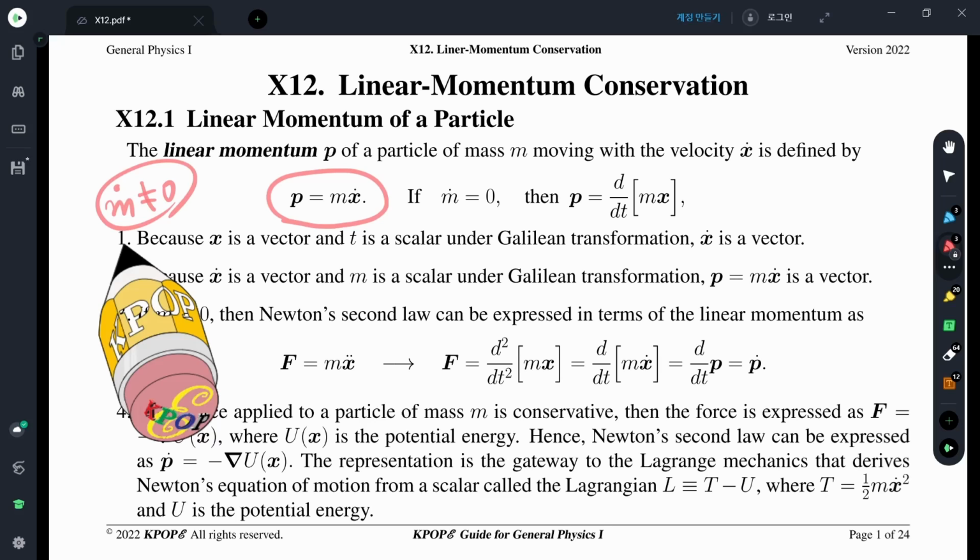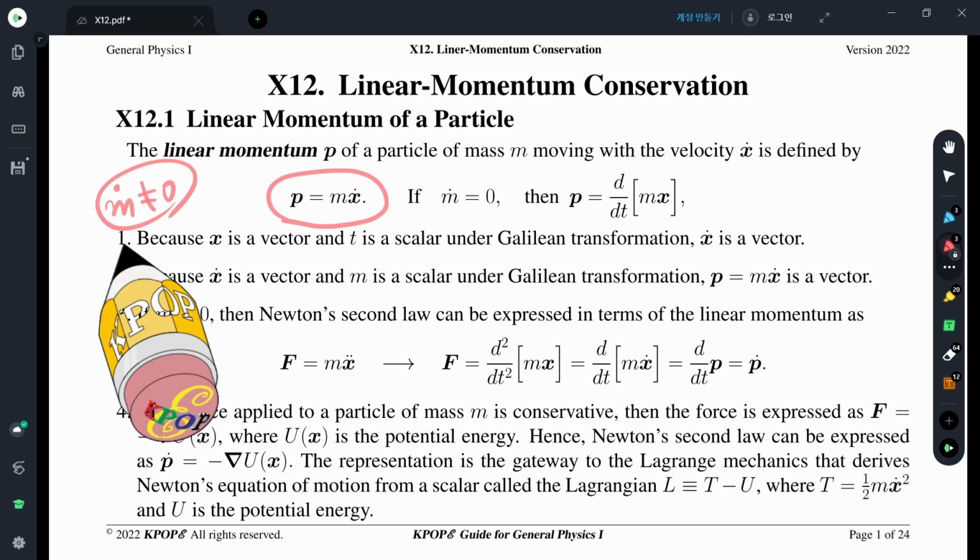When we study relativity, it is not really true, and it's better to consider the center of momentum frame instead of the center of mass frame. However, to simplify our analysis, we restrict ourselves to the non-relativistic case, in which m dot is always zero.